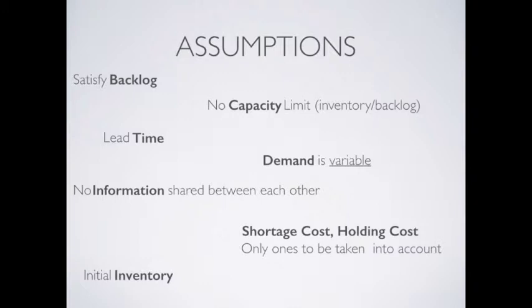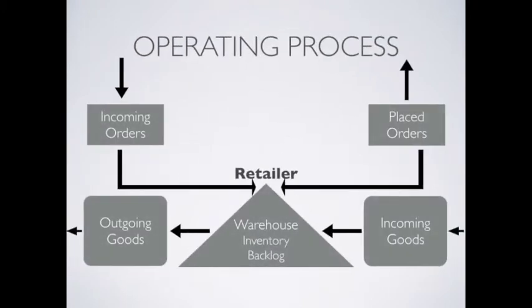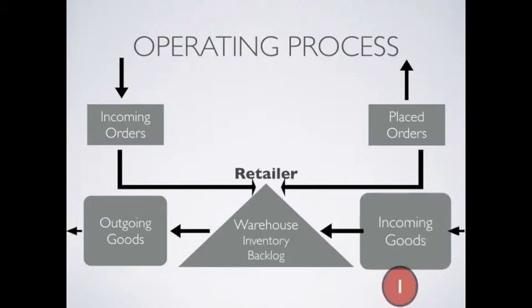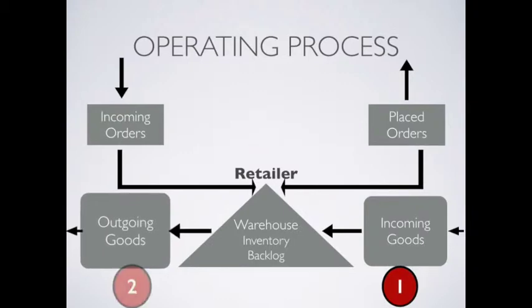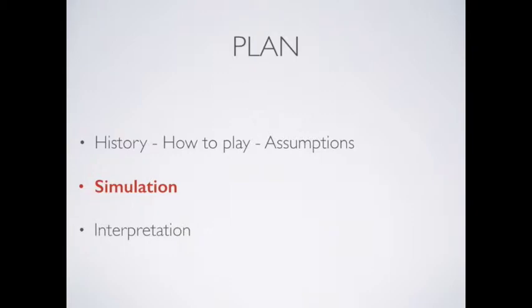Now let's dig into detail for the operating process. Every company in this supply chain has the following operating process in every period. First, they receive products from upstream, in other words, the incoming goods. Then they ship products, meaning the outgoing goods, according to the order from downstream. They will have to manage the inventory and backlog, as we said before. But most importantly, they will have to forecast demand based on orders from the downstream company and place orders to the upstream company according to our prediction and inventory situation. Now, we can move on to the second part, the simulation.